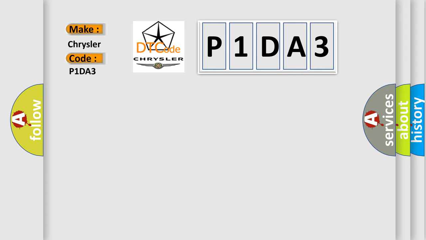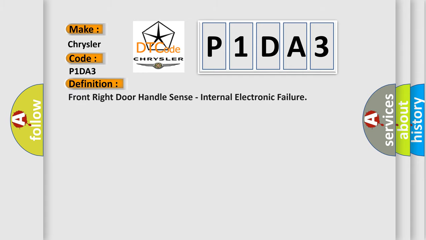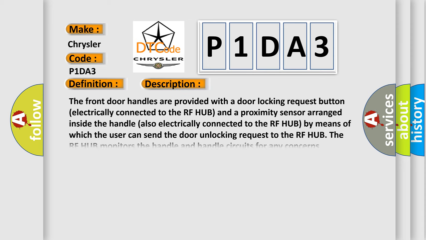The basic definition is: front right door handle sense, internal electronic failure. And now this is a short description of this DTC code. The front door handles are provided with a door locking request button electrically connected to the RF hub and a proximity sensor arranged inside the handle also electrically connected to the RF hub, by means of which the user can send the door unlocking request to the RF hub. The RF hub monitors the handle and handle circuits for any concerns.